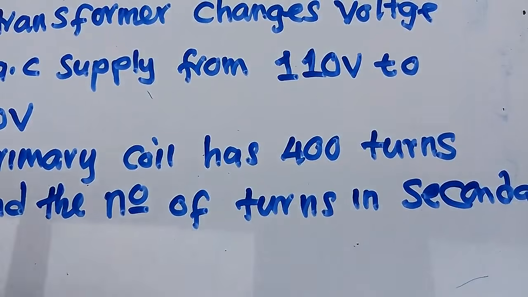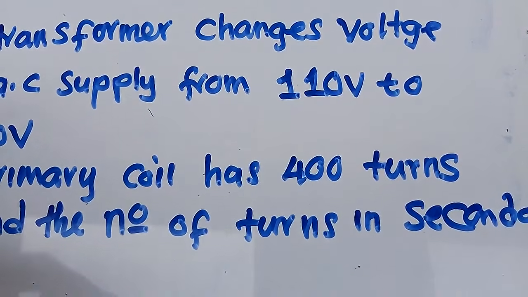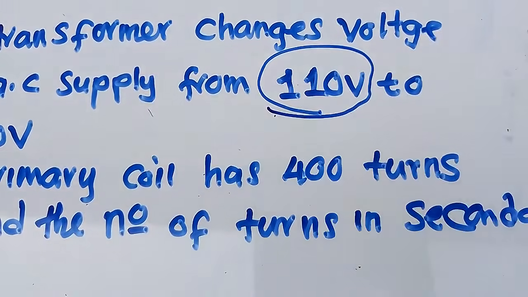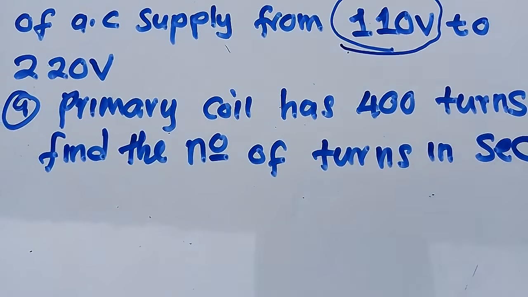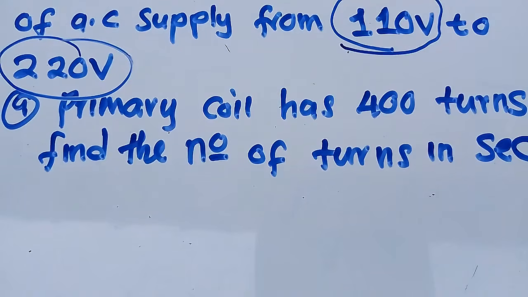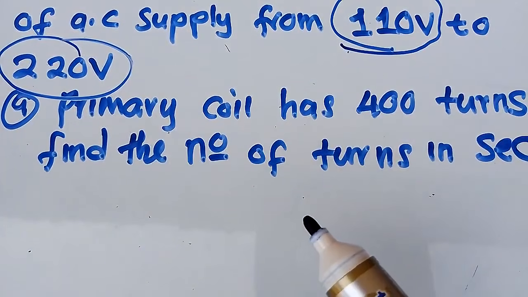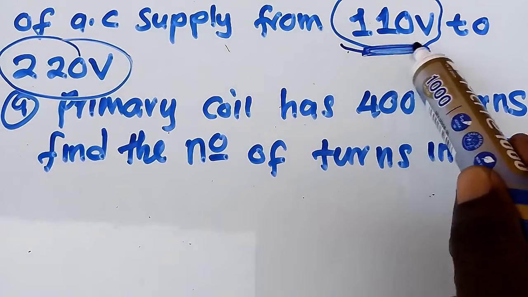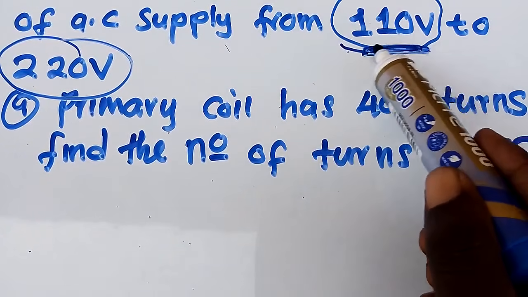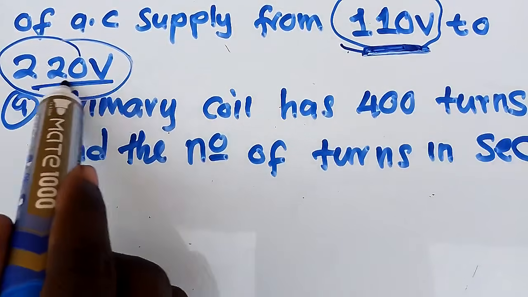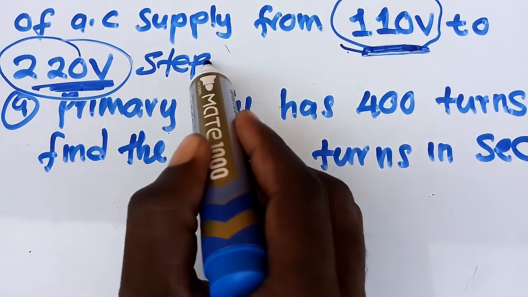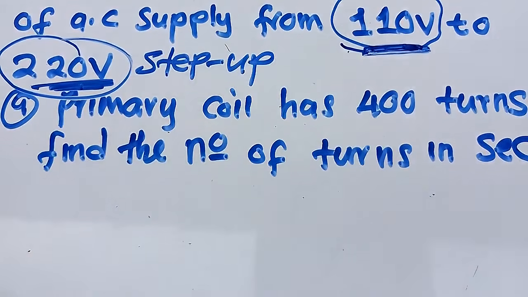So first thing you need to know is that this transformer is changing from 110 to 220. So you ask yourself, what type of transformer is this? You know that it is changing from this one to that one. So you've got low voltage in the primary, then higher voltage in the secondary. Meaning this is a step-up transformer.